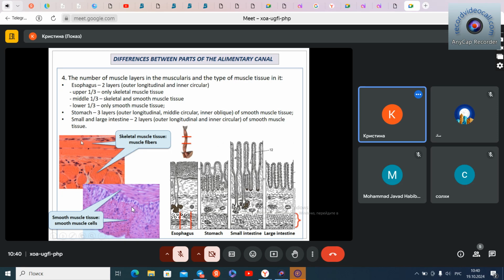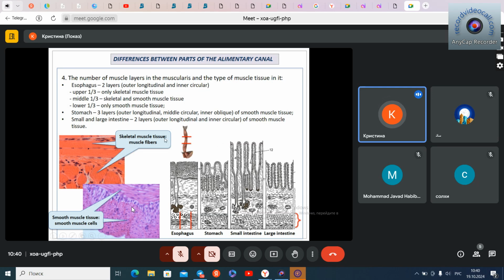You can see here how different muscle tissue looks in histological preparation. Here you can see longitudinal sections of the muscle fibers of skeletal muscle tissue, and here cross sections of muscle fibers with the nuclei located at the periphery. And here you can see both longitudinal and cross sections of smooth muscle cells in smooth muscle tissue. So they are spindle-shaped on the longitudinal section and look like small circles in cross-section.